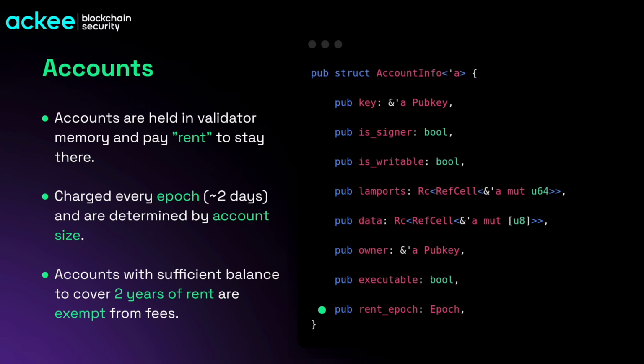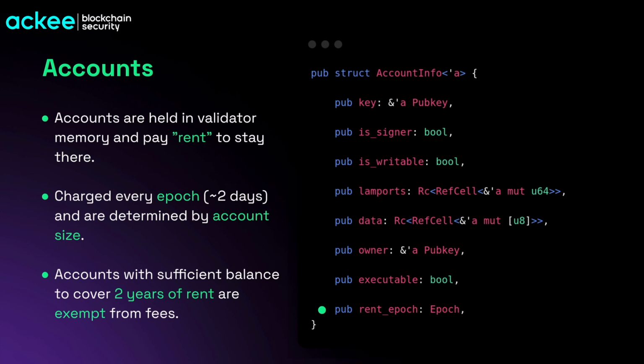There is also something that is called rent, and storing data on accounts costs SOL to maintain, and it is funded by what we call rent. If you maintain a minimum balance equivalent to 2 years of rent payment in an account, your account will be exempt from paying rent. You can retrieve rent by closing the account. So essentially, if the account is no longer necessary, the owner can close this account, and it will send the lamports back to your wallet.